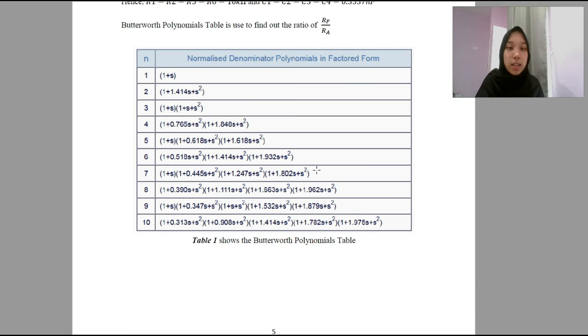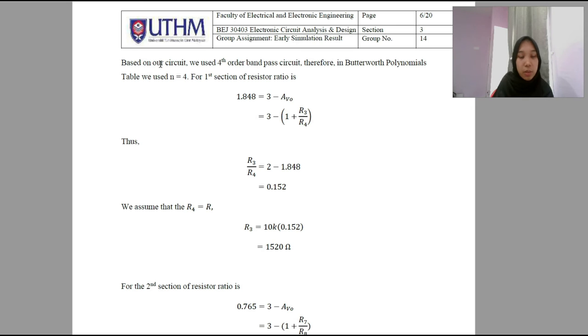Next, if you can see here, here is the Butterworth polynomials table that we use to find the ratio for RF over RA. You can see in the table, we use this one because our n equals 4. Based on our circuit, we use a fourth order band pass circuit. Therefore, in Butterworth polynomials, we use n equals 4. Therefore, for the first section, the resistor ratio is here. This is the formula. Thus, R3 over R4 equals 0.152.